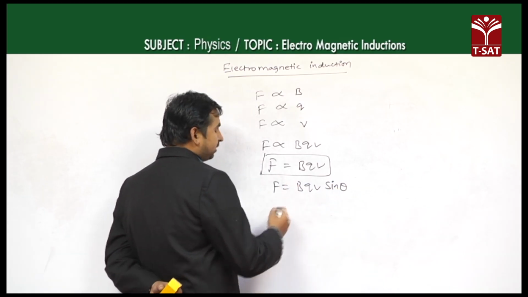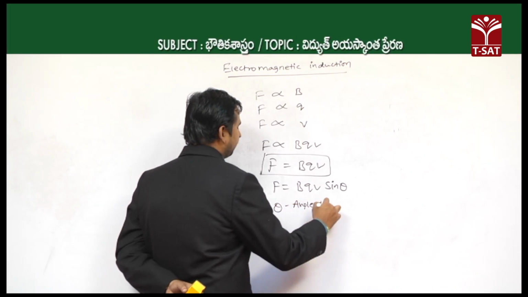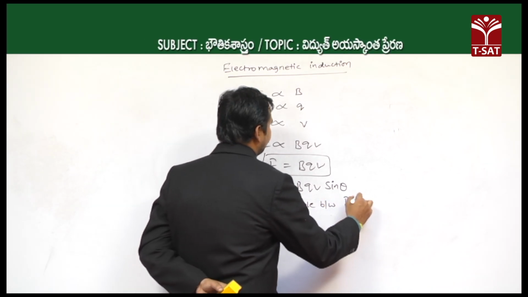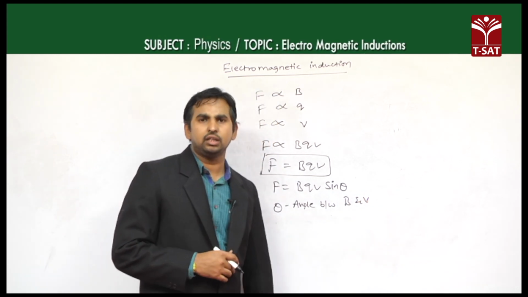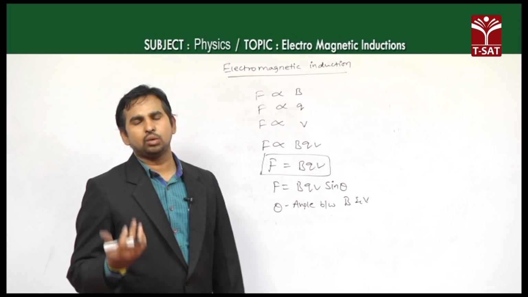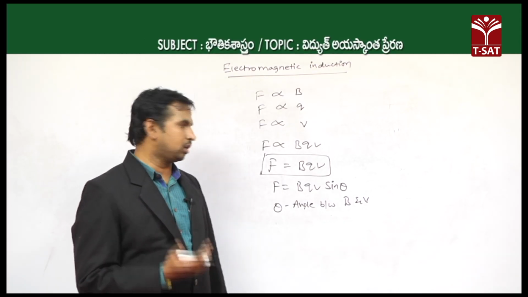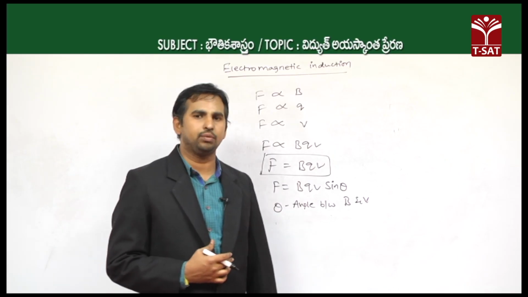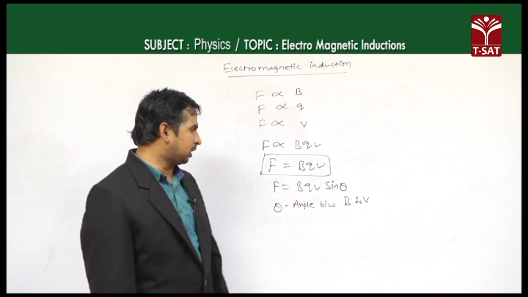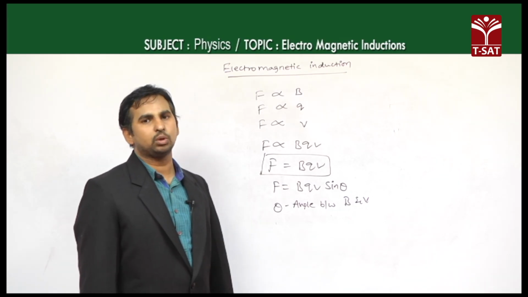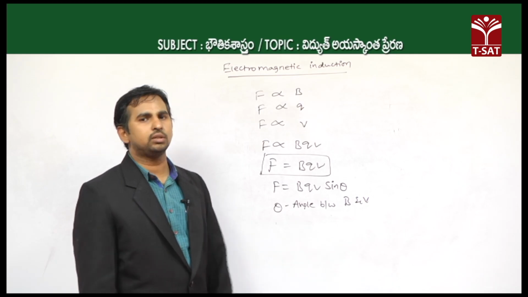Here theta is the angle between B and V, that is, between the direction of the magnetic field and the direction of the velocity in which the charge is moving. Then as F is equal to BQV sin theta, the question they ask is about the direction in which the charge moves when this force is acting.